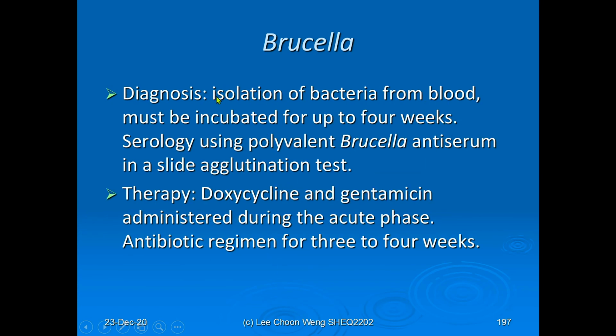So for diagnosis, you are able to isolate the bacteria from blood, and the incubation can be up to 4 weeks, and then you can identify it serologically using polyvalent Brucella antiserum. Therapy is doxycycline and gentamicin administered during the acute phase. The antibiotic regimen is given for 3 to 4 weeks.